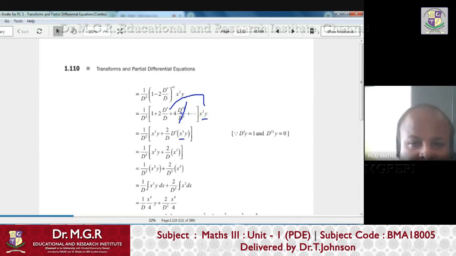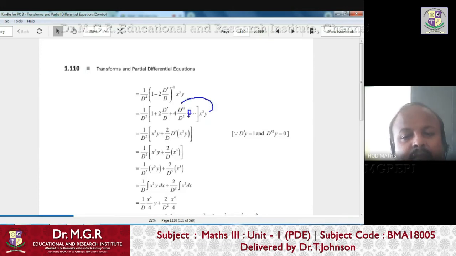Suppose you take the D square term also, then it says differentiate the term with respect to y 2 times. So if you apply D dash square terms here, we automatically get 0. Why? Because when you differentiate with respect to y one time, it becomes x cube, and the second time it becomes 0. So we don't need this. You take only the first two terms, and we write 1 into x cube y, that is x cube y, and then 2 as it is, D dash by D times x cube y.